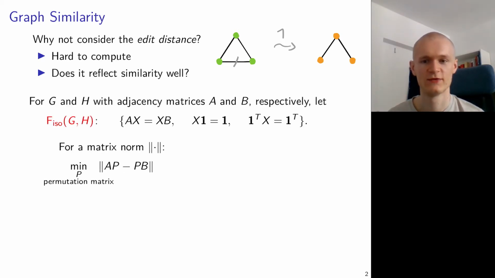And another way you can approach similarity is from this system of linear equations. This system of linear equations encodes graph isomorphism, and the non-negative integer solutions are just permutation matrices encoding isomorphisms between two graphs. So if you take a matrix norm and minimize over the set of all permutation matrices, this gives you somehow a similarity measure. However, here the minimization over the set of permutation matrices is still hard.